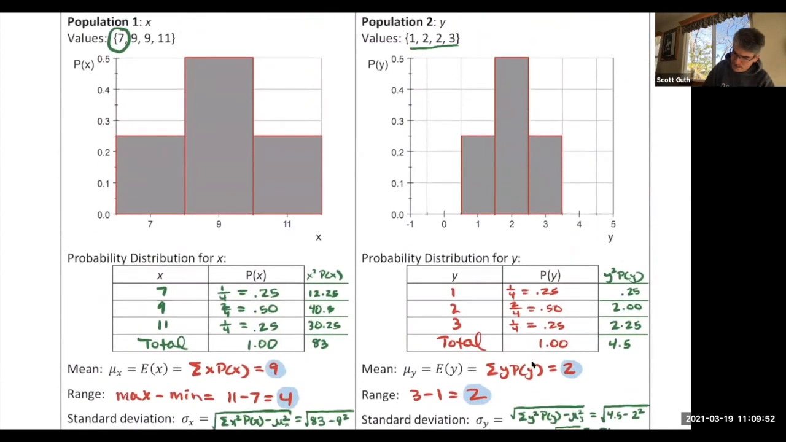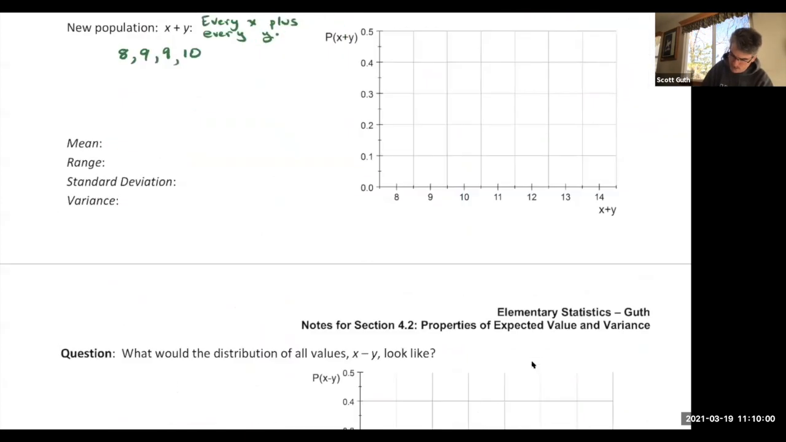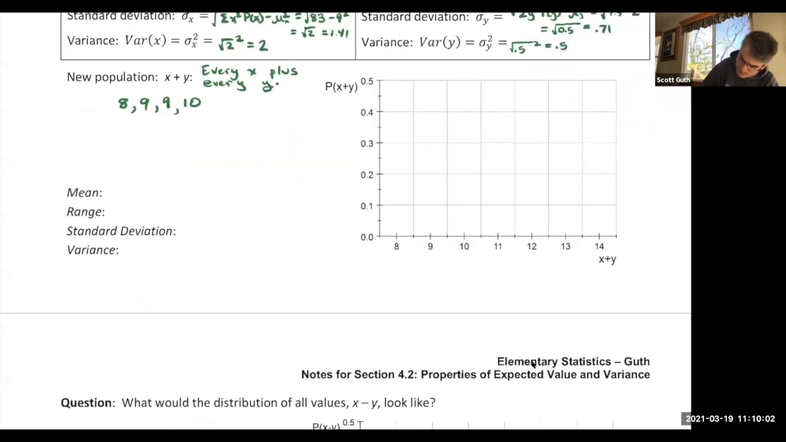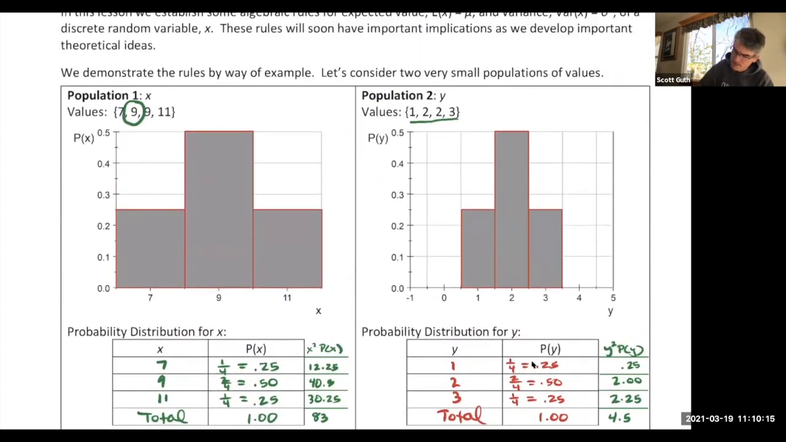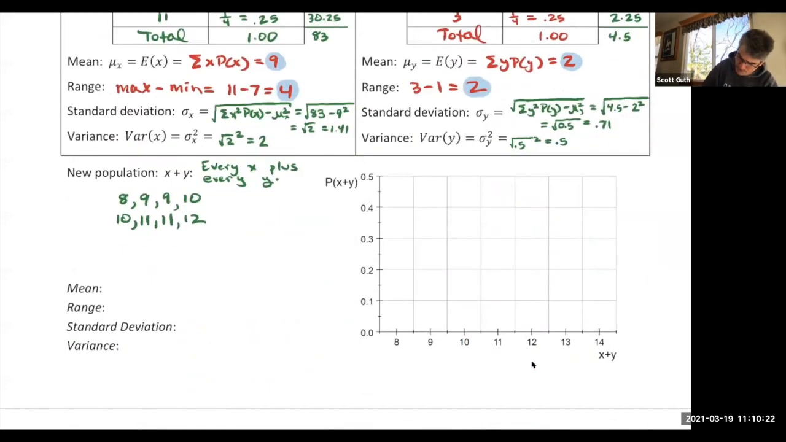Okay, the next X value is now 9, okay? And you have to add all the Y values to it. So 9 plus 1 is 10. 9 plus 2 is 11. There's another 2, so you get another 11. And 9 plus 3 is 12. Okay, so that's the first 9. There's another 9 that has to have all the Y's added to it. So you're going to get the same values again as the last row. So you're going to get a 10, 11, 11, and 12.